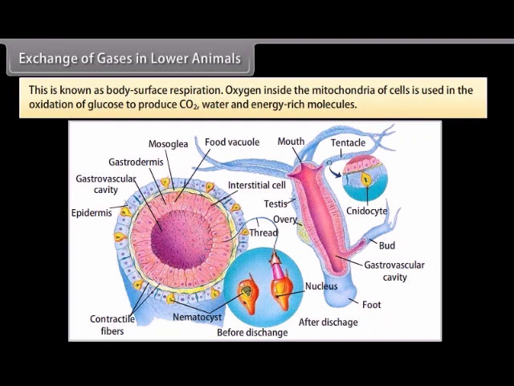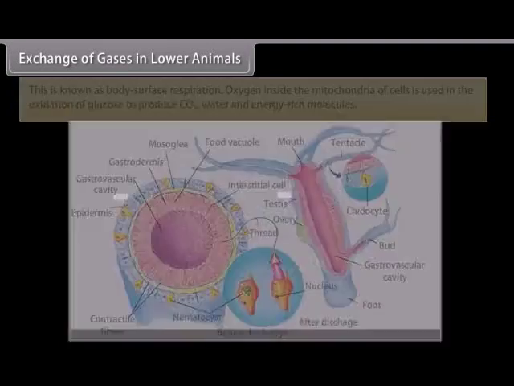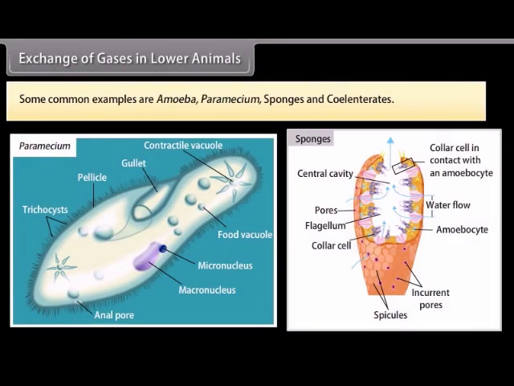Oxygen inside the mitochondria of cells is used in the oxidation of glucose to produce CO2, water, and energy-rich molecules. Some common examples are amoeba, paramecium, sponges, and coelenterates.